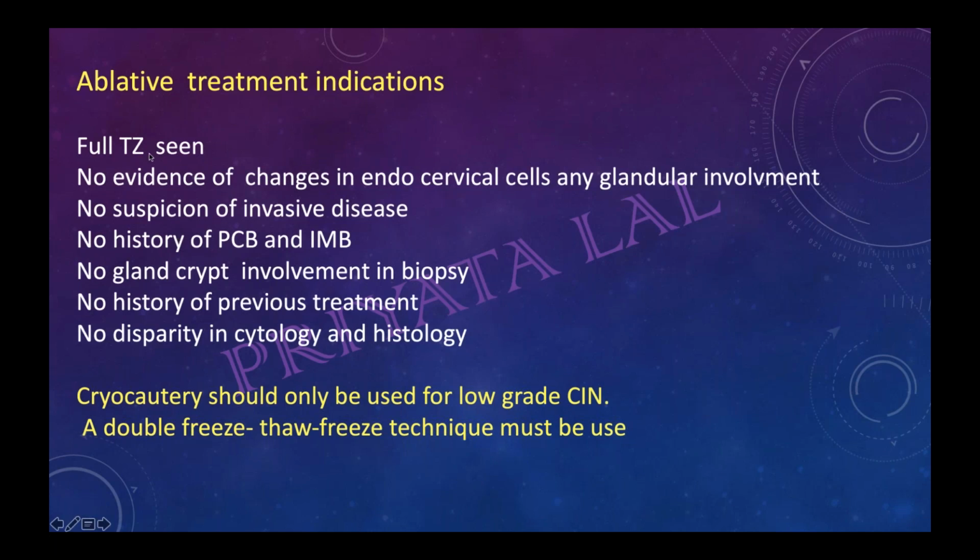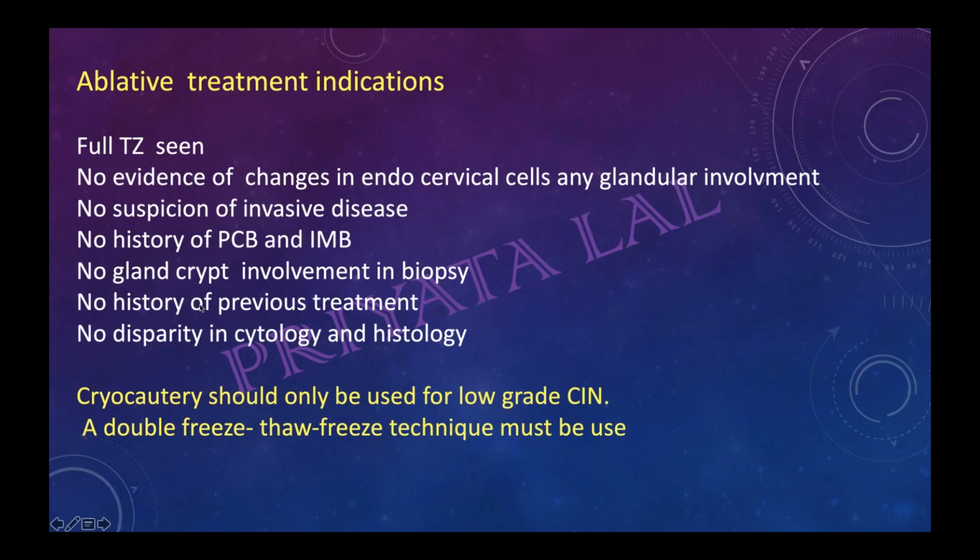Now, we have just read what ablative treatments are possible. So, what are the indications when we do ablative treatment? Ablation is just destruction of the abnormal cells. These are the situations where ablative treatment can be done. You are seeing the full transformation zone. Second, there is no evidence of any endocervical lesion or glandular involvement. There is no suspicion of invasive disease. There is no history of postcoital or intermenstrual bleeding. No gland crypt involvement on biopsy.